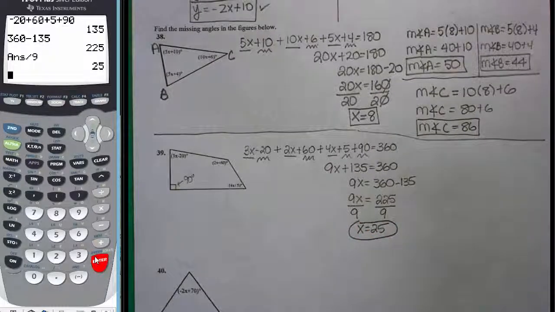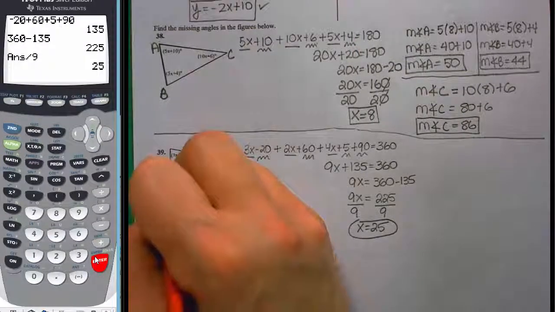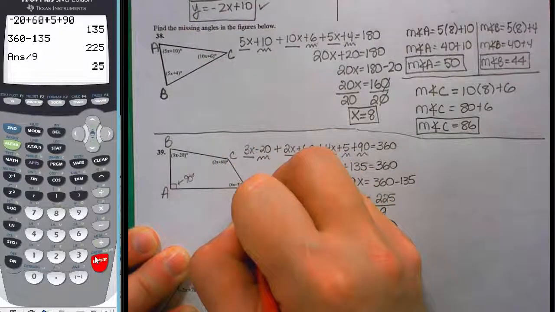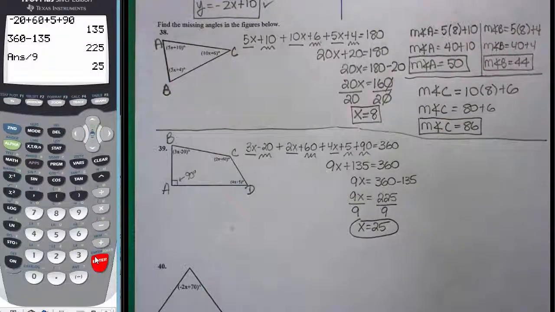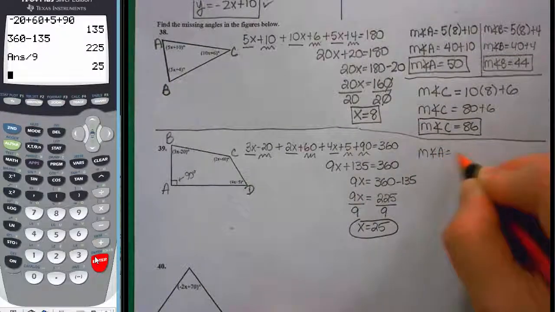Now remember, on the test, sometimes they're going to ask you to find x, sometimes they're going to ask you to find an angle. Okay? In this particular problem, they ask us to find the angle. So let's give some names here. Let's call this angle A, angle B, angle C, and angle D. Okay? Alright, so the measure of angle A, we already know that it's 90.